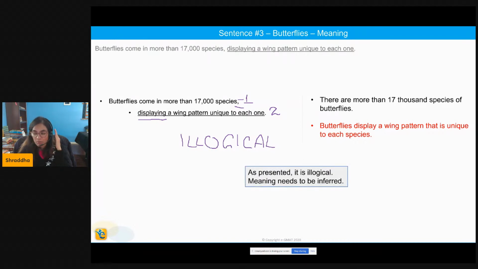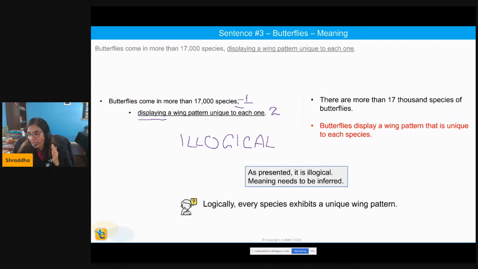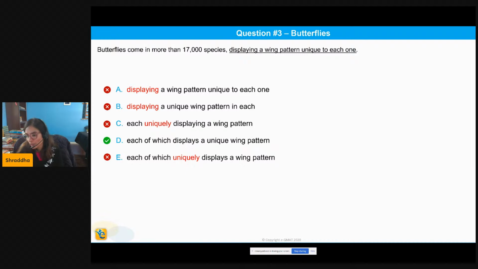So now with this clear understanding, let's move on to our answer choice analysis. We understand that choices A and B are wrong because of the usage of comma plus verb-ing modifier. Definitely there is no connection between these two actions in the sentence. Choice C is wrong because of the usage of the word uniquely. Again, we are dealing with modifiers here, adjective versus adverb. The original sentence actually says that every wing pattern is unique, a unique wing pattern.